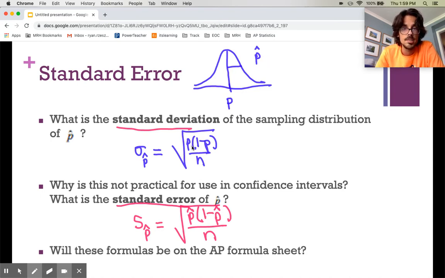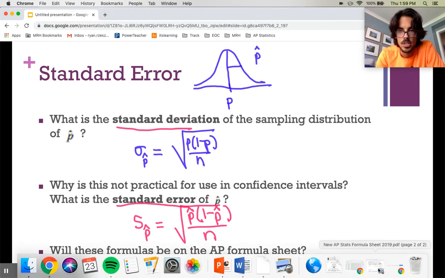So we replace our p's, turn them into p hats, and we're good to go. Will these formulas be on the AP formula sheet? Yes, mostly. So let me show you what I mean by that.